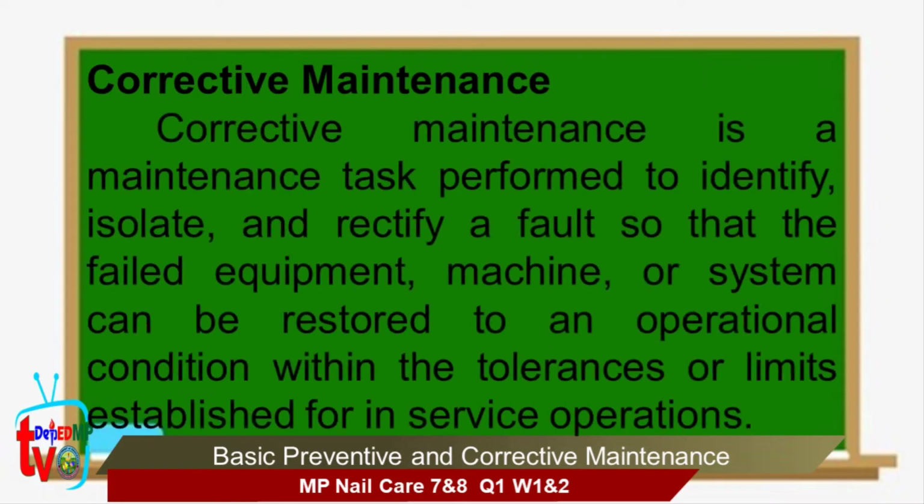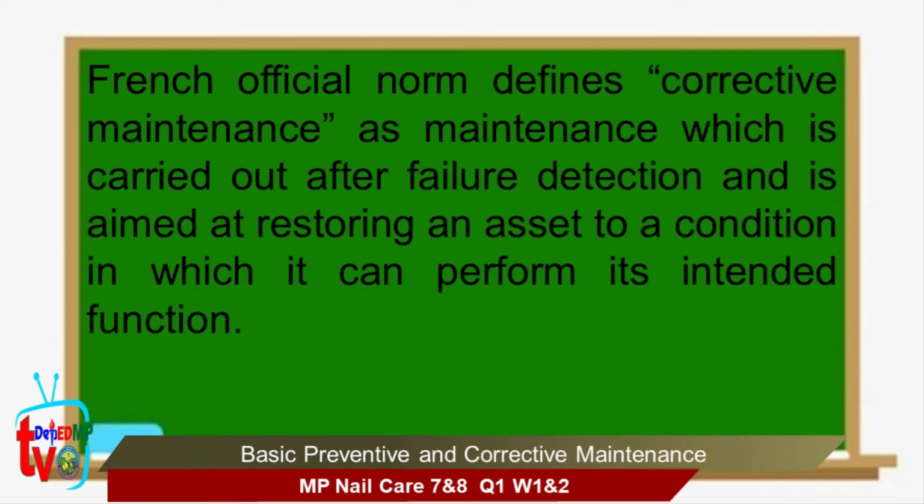Corrective maintenance. Corrective maintenance is a maintenance task performed to identify, isolate, and rectify a fault so that the failed equipment, machine, or system can be restored to an operational condition within the tolerances or limits established for in-service operations. The branch official norm defines corrective maintenance as maintenance which is carried out after failure detection and is aimed at restoring an asset to a condition in which it can perform its intended function.